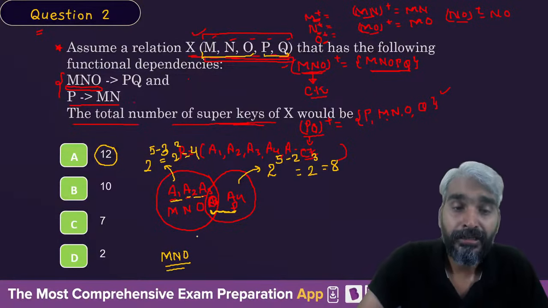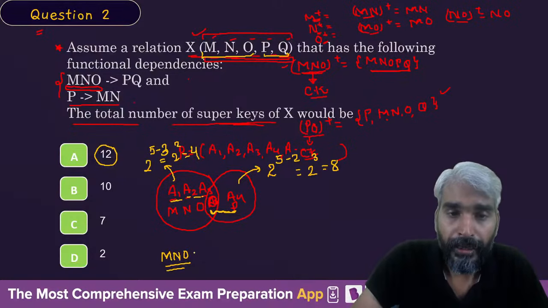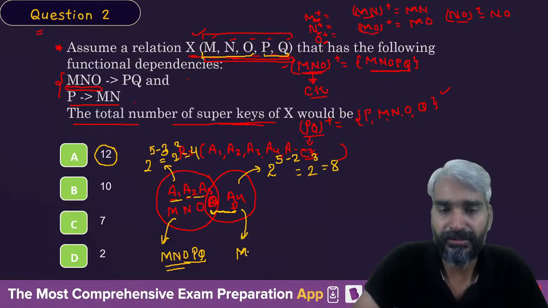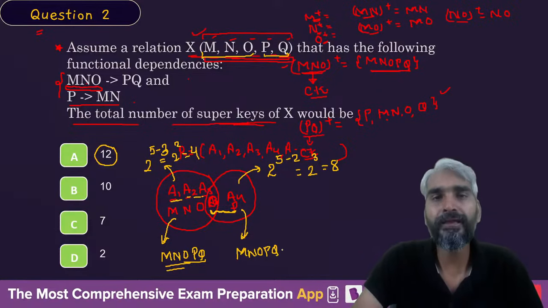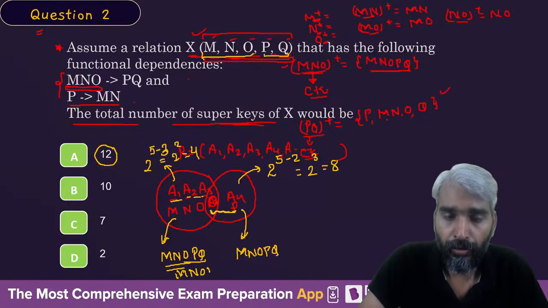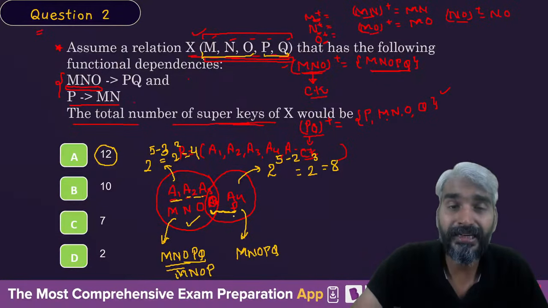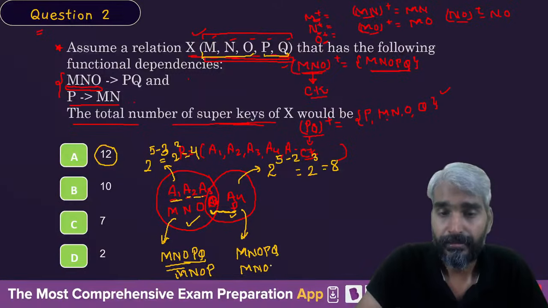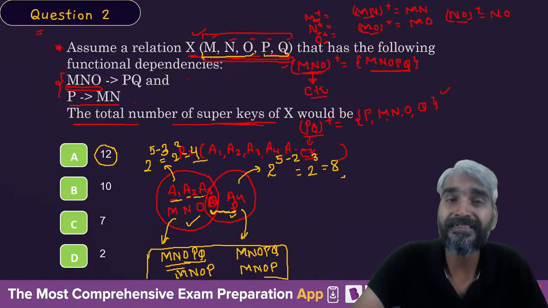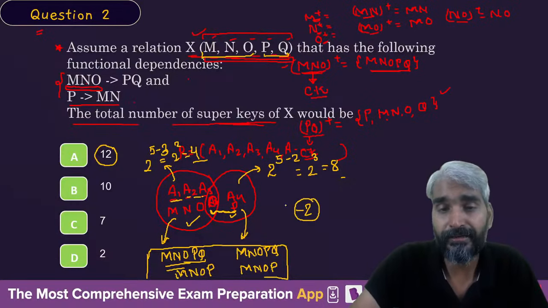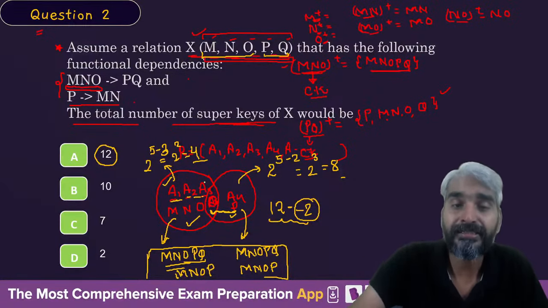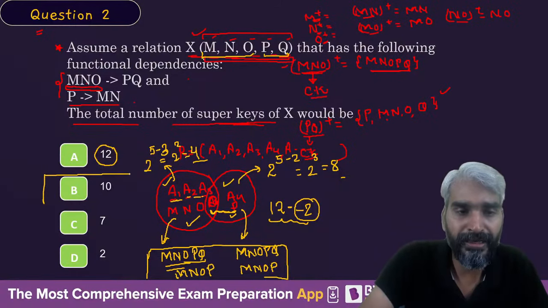No. Why? Because one super key, MNOPQ, has been considered with respect to this, as well as with respect to this. So this MNOPQ has been considered twice. Similarly, MNOP is a super key which has been considered in this set as well as in this set. So these are the two keys which have been considered twice when we are calculating 4 plus 8. Therefore, these 2 must be subtracted. So overall, there are 12 keys, but out of them, these 2 which have been repeated in both the sets should be subtracted, and the overall number of super keys will be 10.